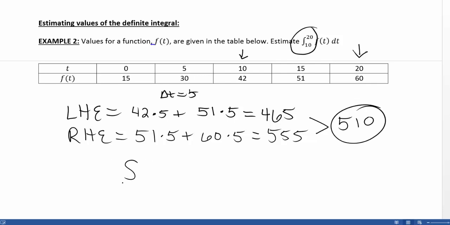So here, our best estimate for the integral from 10 to 20 of f of t dt is going to be 510. So again, if you're using the integral to talk about estimating from a table, you really need to pay close attention to the bounds on the integral because that's going to tell you where you are looking. Let's look at another example.